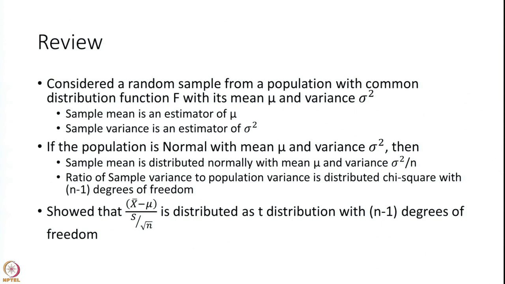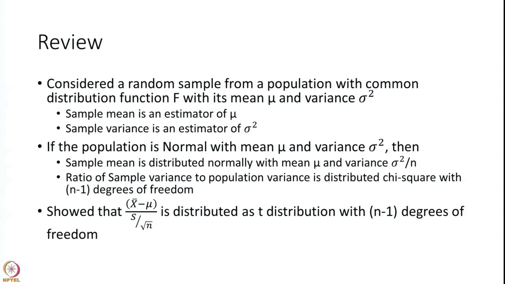Then we made an assumption that the population itself is a normal with a mean value mu and variance sigma square. And then in the last session we saw that the sample mean itself in that case is distributed as a normal with mean mu and a variance sigma square by n, where n is the size of the sample. And the ratio of sample variance to the population variance is distributed as a chi-square with n minus 1 degrees of freedom.